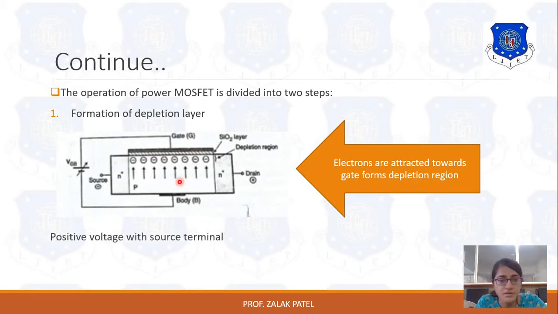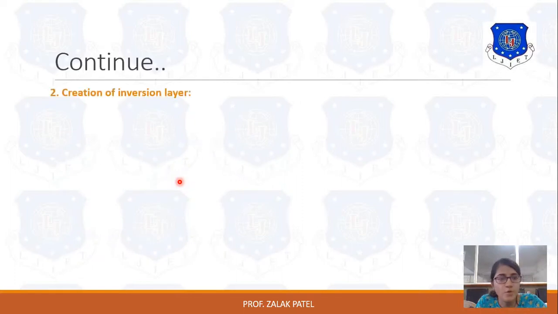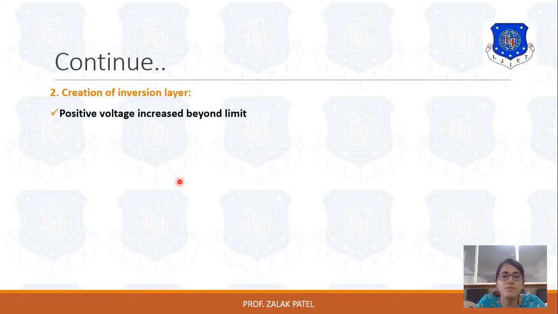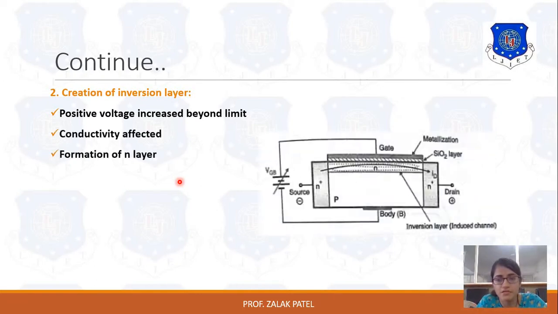Now the second case, when positive voltage beyond such limit is applied. In the first case we applied the positive voltage, but only up to some threshold level. Now if we apply the positive voltage beyond such limit, then how will the operation take place? In the figure you can see that if we apply more positive voltage, then the conductivity is affected. Now how is the conductivity affected?